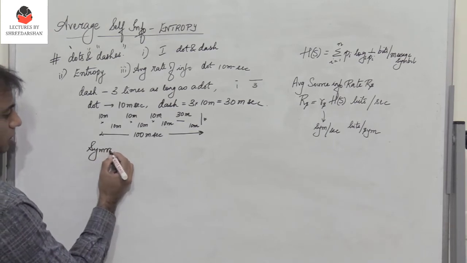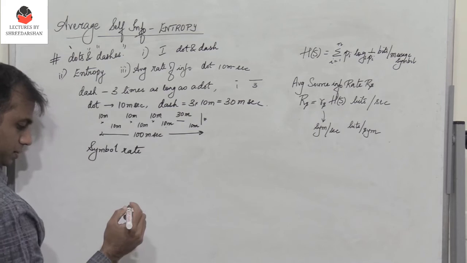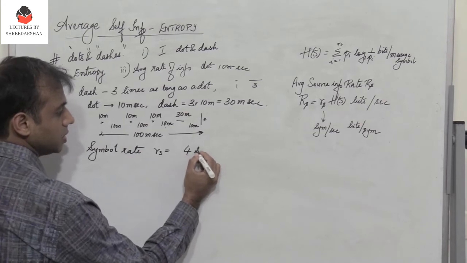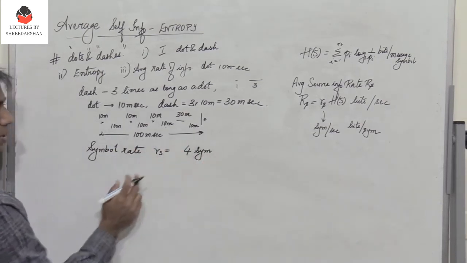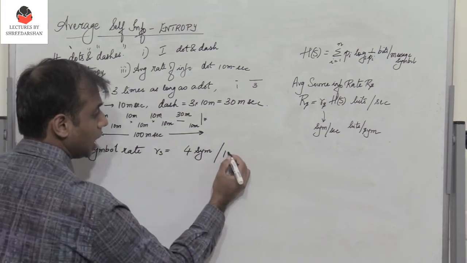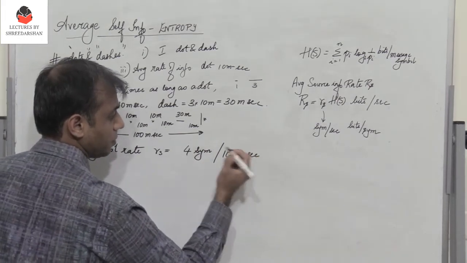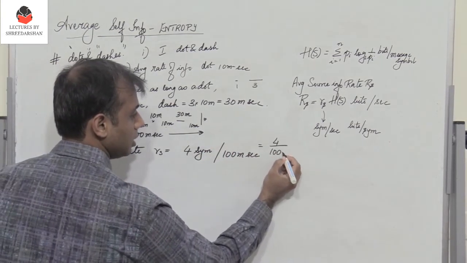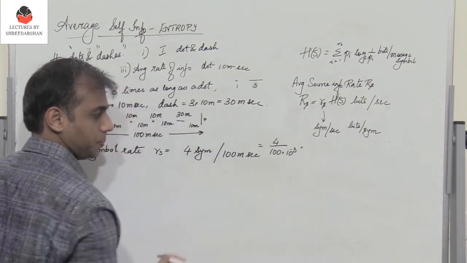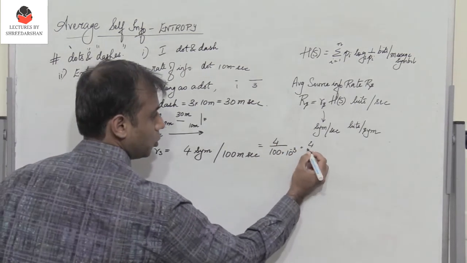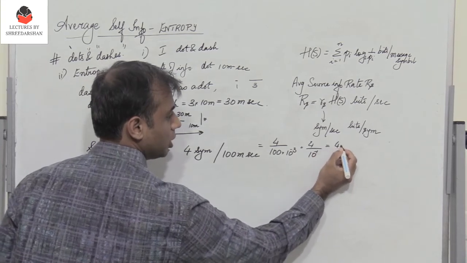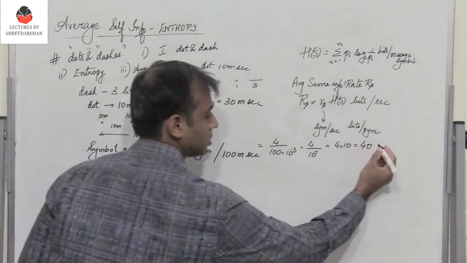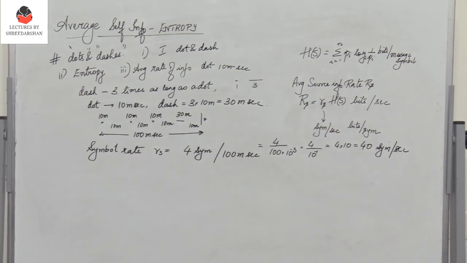Alright, so what is the symbol rate? The symbol rate rs is 4 symbols in a duration of 100 milliseconds. So this would be 4 divided by 100 into 10 power minus 3. Therefore you get 4 by 10 power minus 1, which is 4 into 10, which is 40 symbols per second. So you have 40 symbols per second.